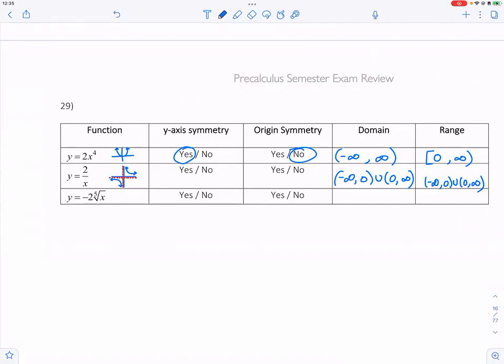I forgot to answer the symmetry question of the previous one. In this case, for the rational function, it is clearly not a y-axis symmetry. It is clearly an origin symmetry.